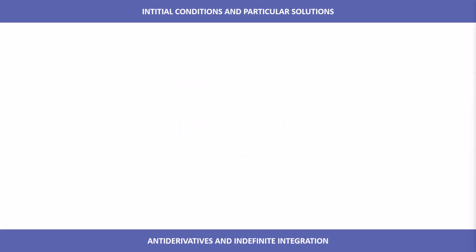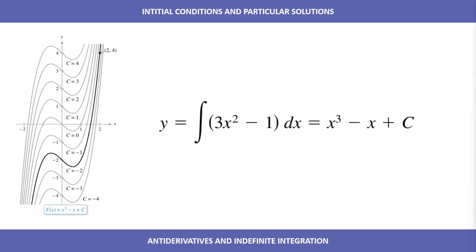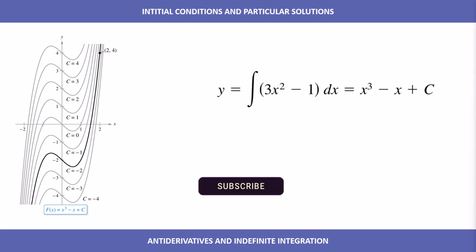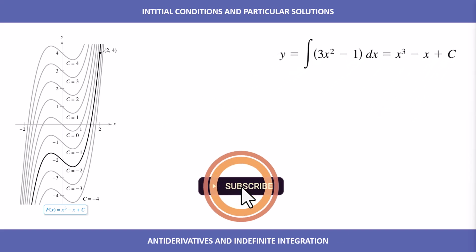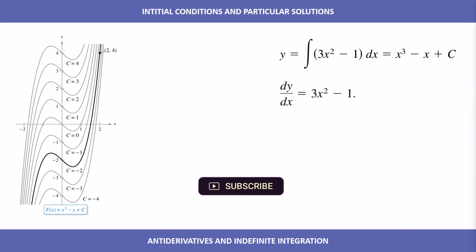For example, the given figure shows the graphs of several integrals of the form y is equal to the integral of 3x squared minus 1 with respect to x, which is equal to x cubed minus x plus c for various integer values of c. This is our general solution. Each of these antiderivatives or integrals is a solution of the differential equation dy over dx is equal to 3x squared minus 1.